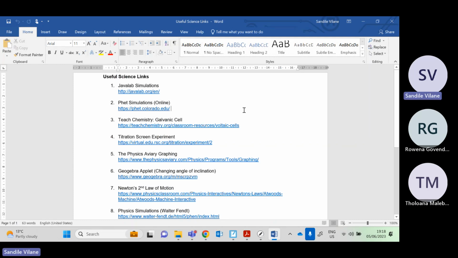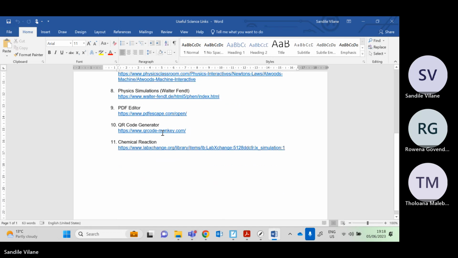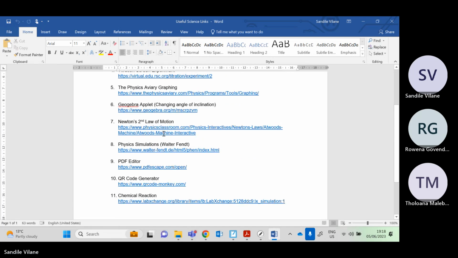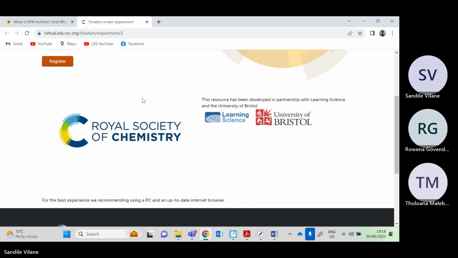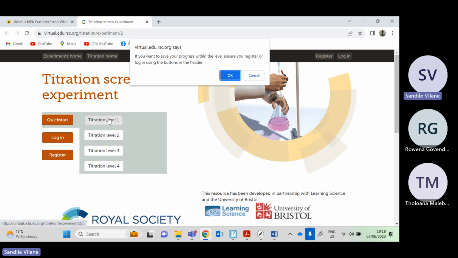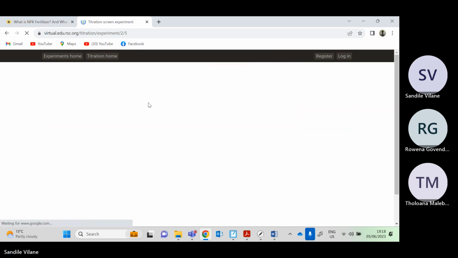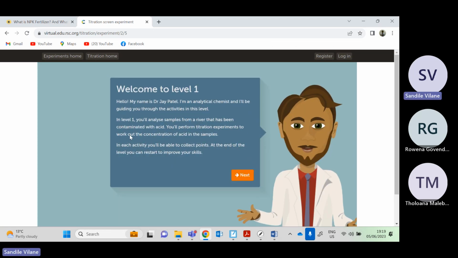I want us to look at this titration thing. Okay, let's look at this titration script. So it's a beautiful concept that they have here. Let's just quick start titration level 1. Okay, so here's an instruction.